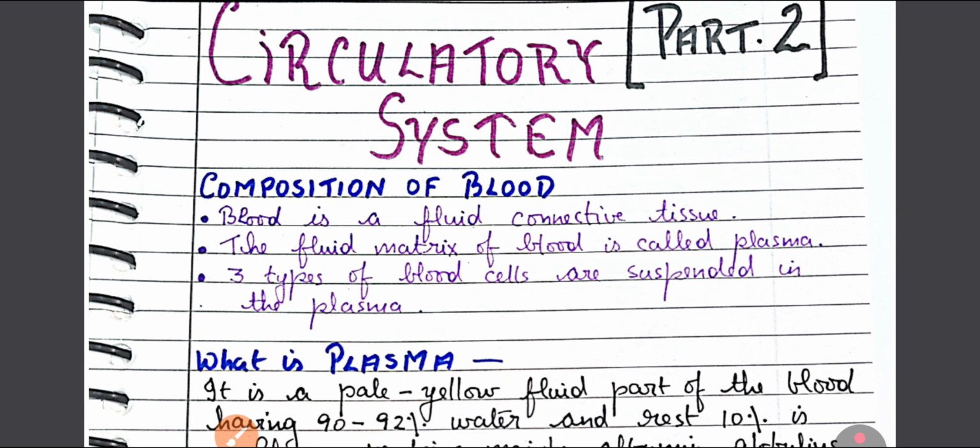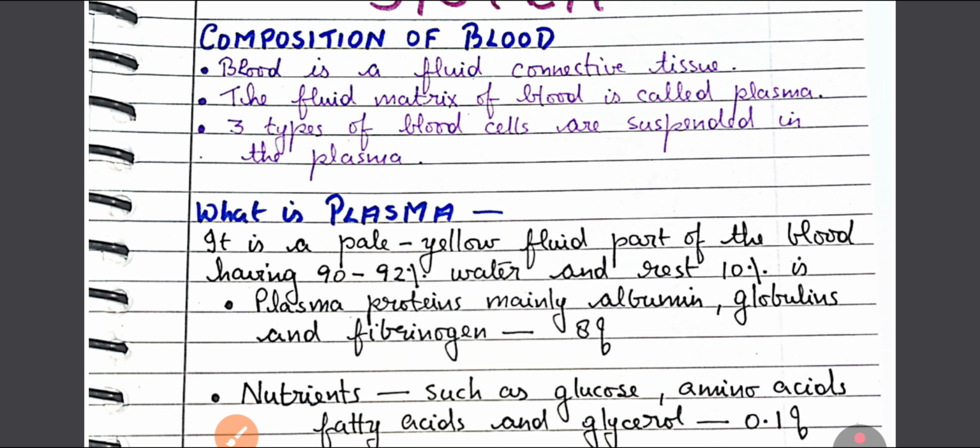Now we will continue with part 2 of the circulatory system. In this part we will study the composition of blood. What is blood composed of? Blood is a fluid connective tissue and the fluid matrix of blood is called plasma. So the fluid part of the blood is known as plasma. Three types of blood cells are suspended in the plasma. How many types? Three types.